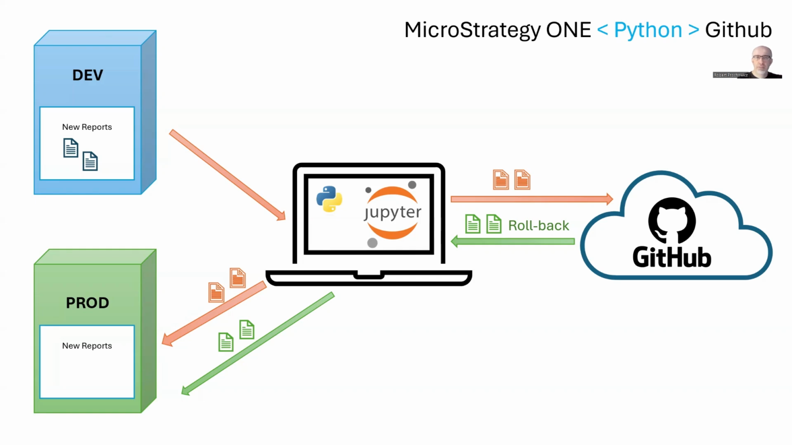MicroStrategy ONE has a great set of REST APIs that allow automating CI/CD workflows. Let me show you an example, a Python script that I've built that allows creating deployment packages, moving them between environments, and storing them on GitHub for future reference.